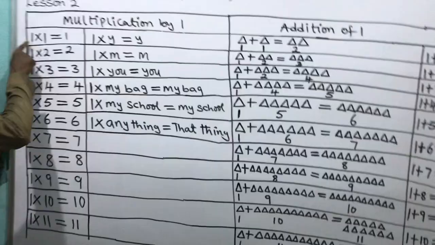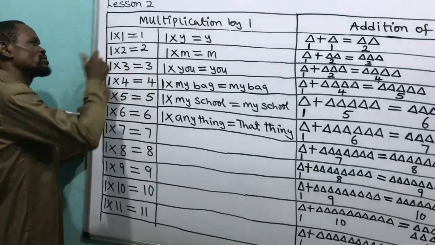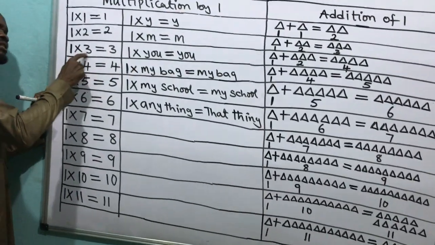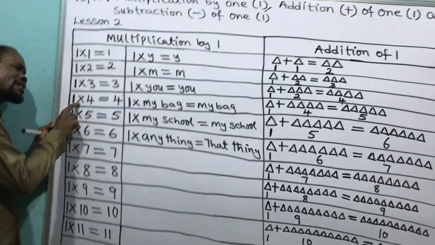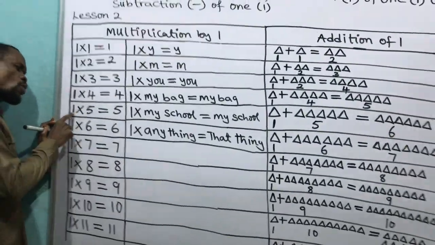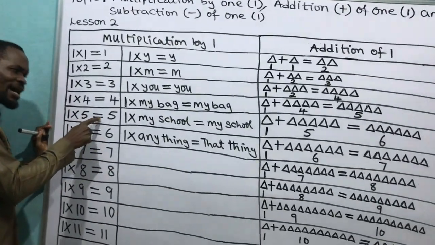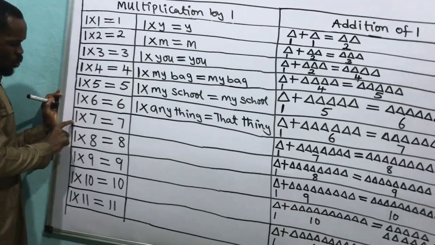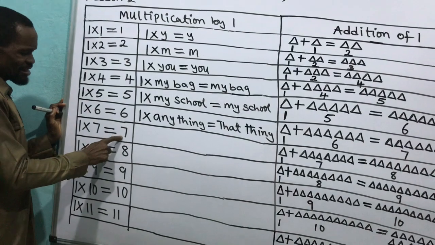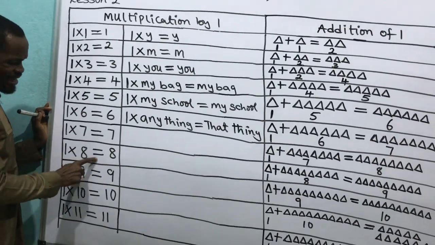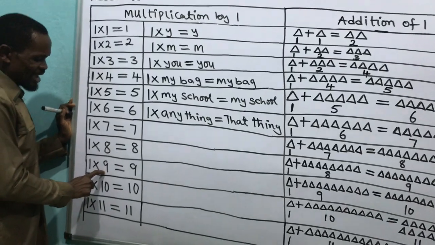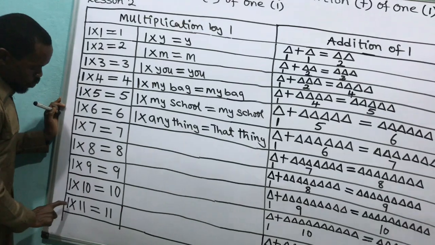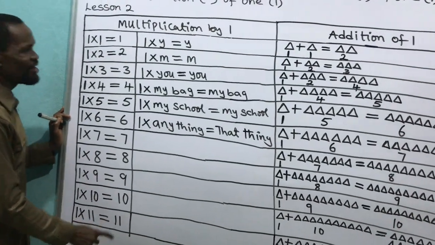Let me start again. One times one, the answer is one. One times two, the answer is two. One times three, the answer is three. One times four, the answer is four. One times five, the answer is five. One times six, the answer is six. One times seven, the answer is seven. One times eight, the answer is eight. One times nine, the answer is nine. One times ten, the answer is ten. One times 11, the answer is 11.